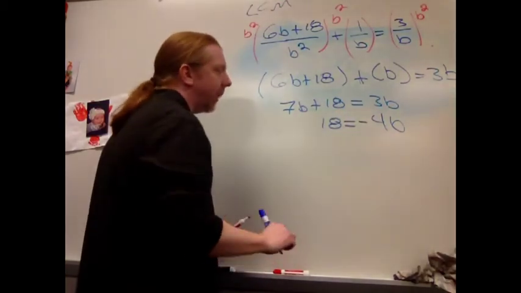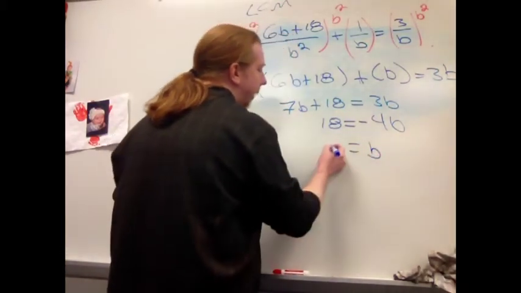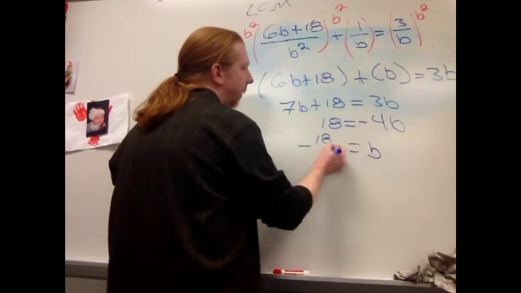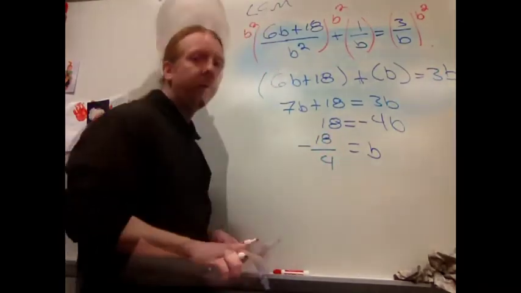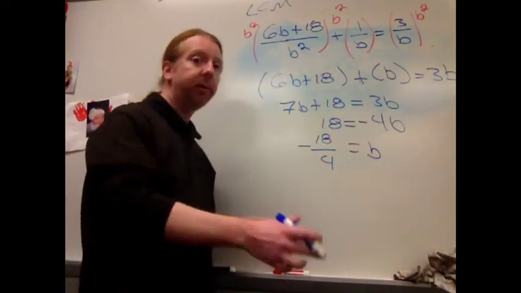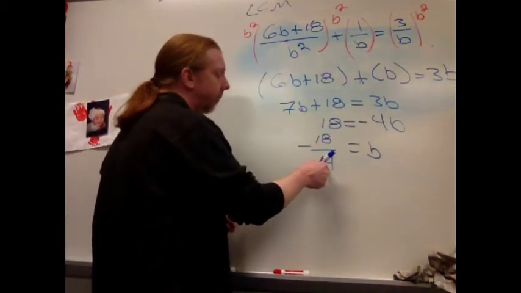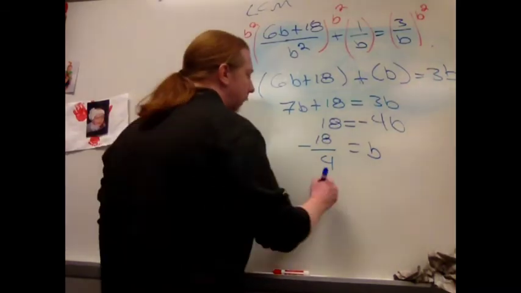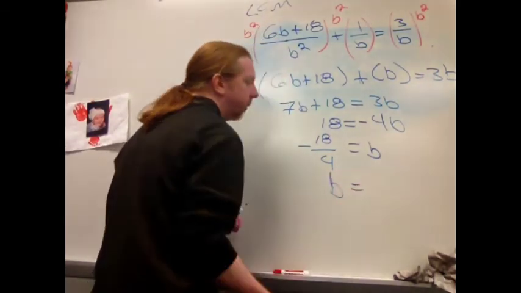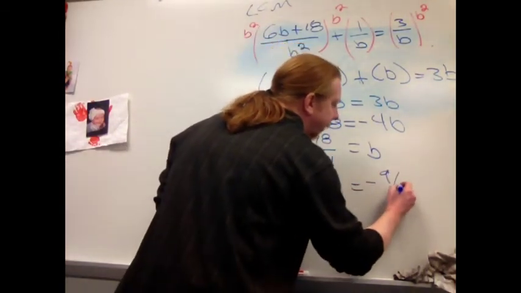Divide both sides by negative 4. And I end up with negative 18/4. The last thing I'm going to want to do with this, of course, is reduce my fraction. 18 and 4 can both be divided by 2, so my final answer is going to be negative 9/2.